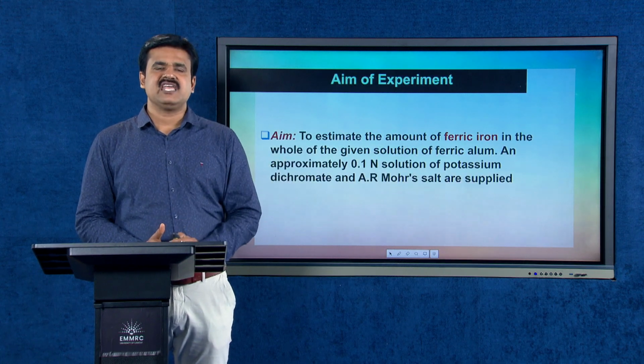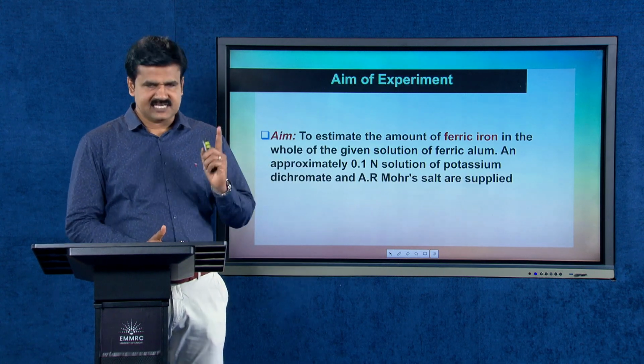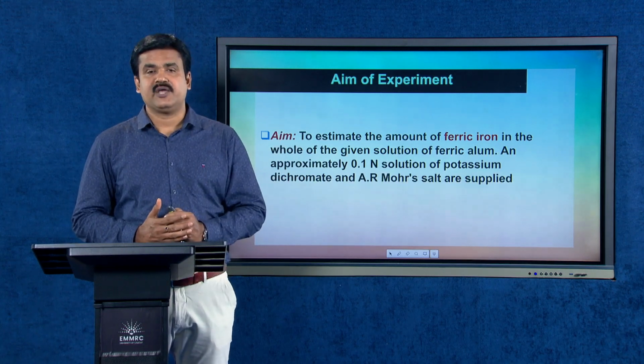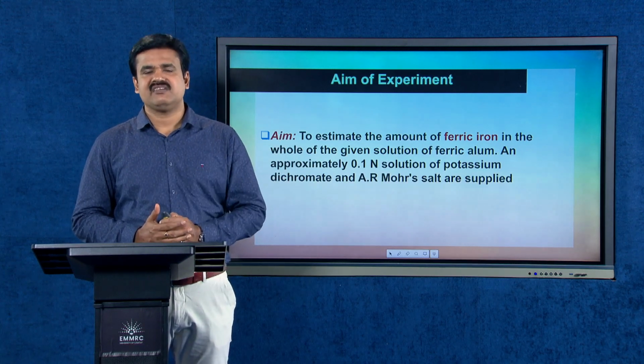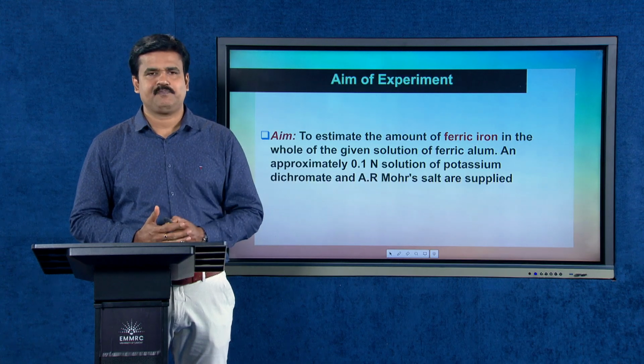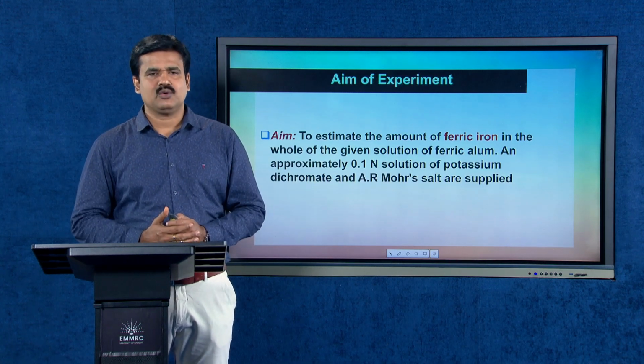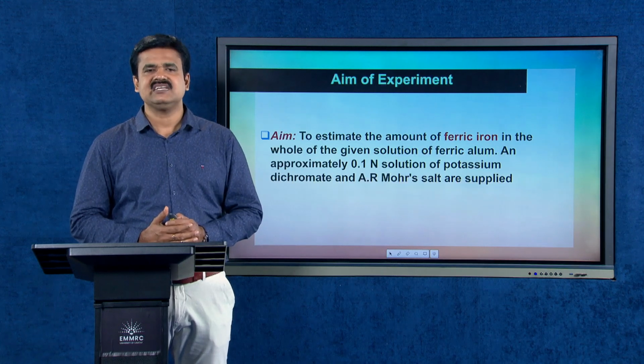This is the aim of the present experiment, that is to estimate the amount of ferric ion in the whole of the given solution of ferric alum, and approximately 0.1 normal solution of potassium dichromate and AR Mohr's salt crystals are provided.